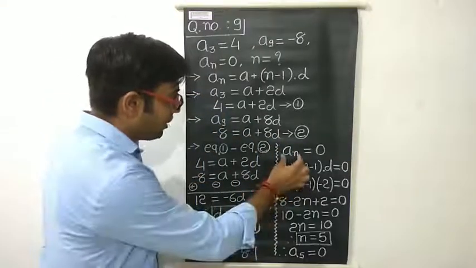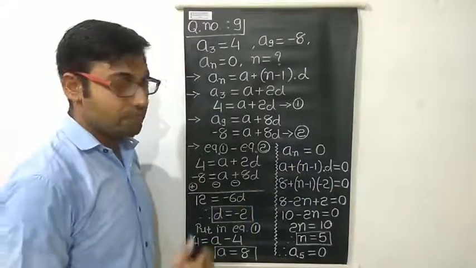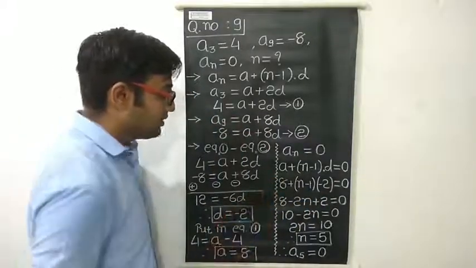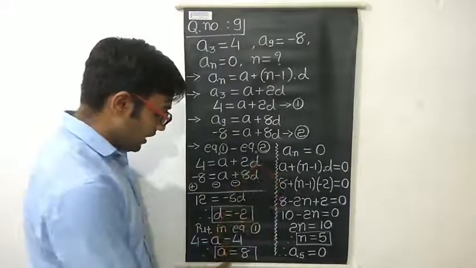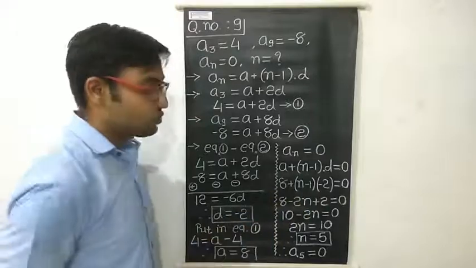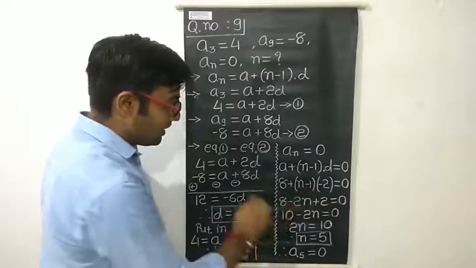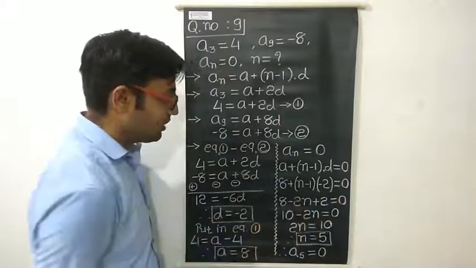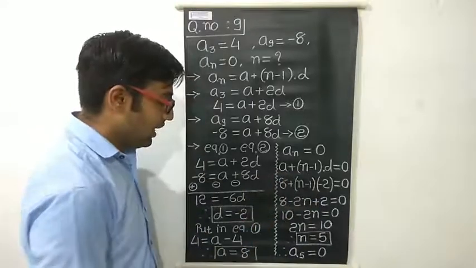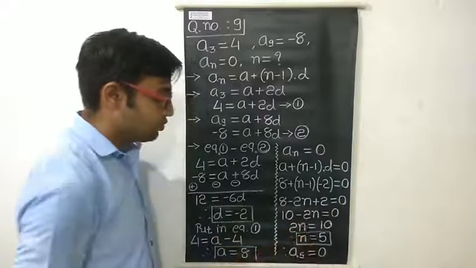So apply this formula of an here. We get a plus n minus 1 into d is equal to 0, because the value we have been given is 0. Now put the value of a and d in this formula. a we can put as 8, n we don't know, that we have to find out, and d is equal to minus 2. Now multiplying by minus 2, we get 8 as it is, minus 2n, minus minus becomes plus 2, equal to 0. Now 8 plus 2 is equal to 10, so 10 minus 2n is equal to 0.